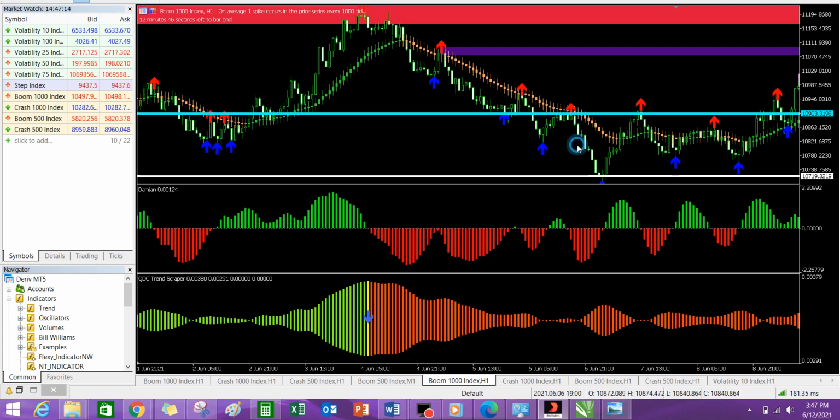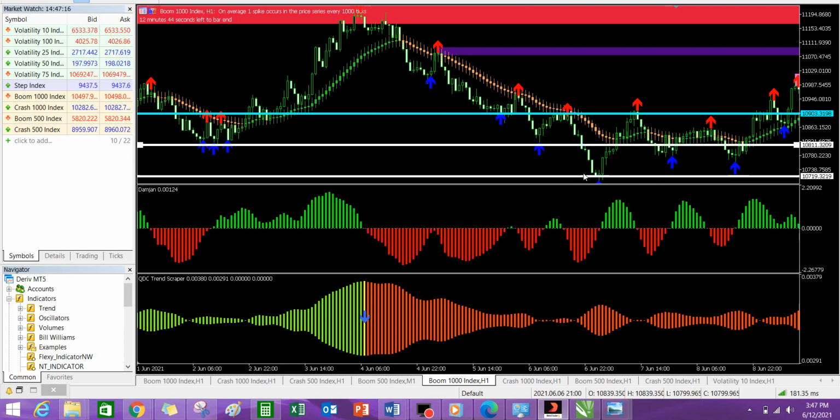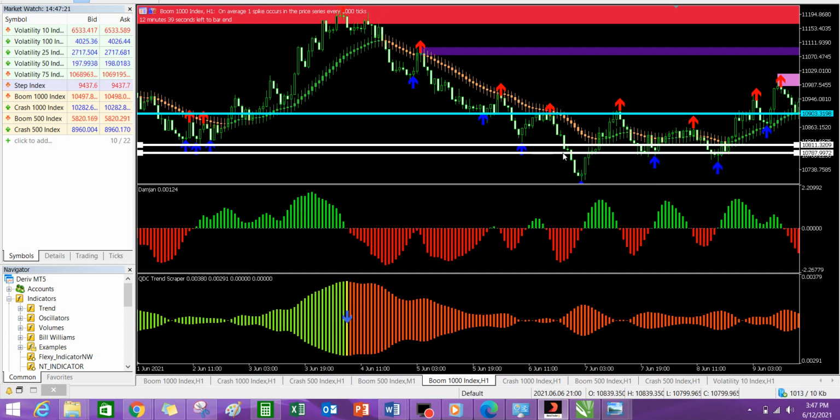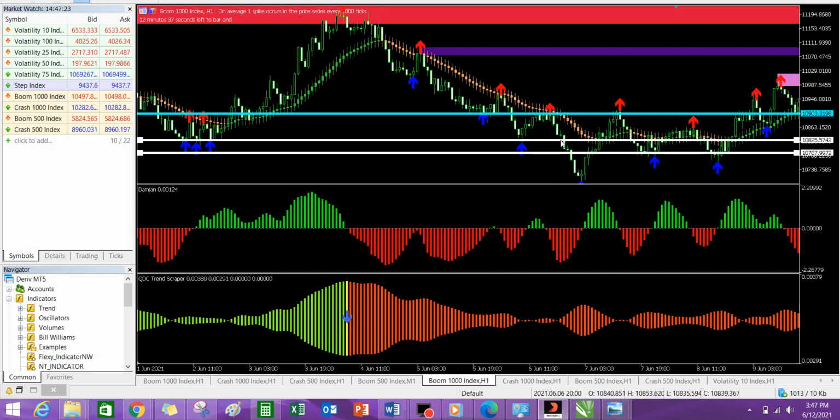Let's say the current action price is somewhere here, then you introduce your stop loss somewhere here. Definitely on 1 hour time frame, a single spike will not make up a whole 1 hour candle. Okay, so that is very, very important. So that way you can milk the market successfully.